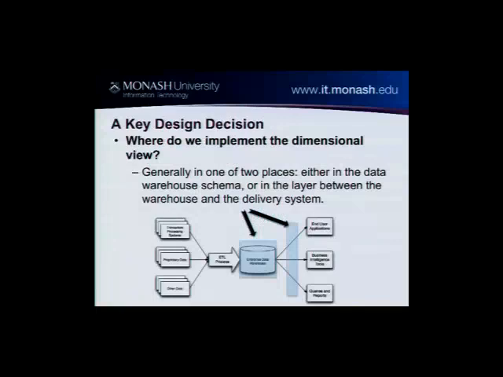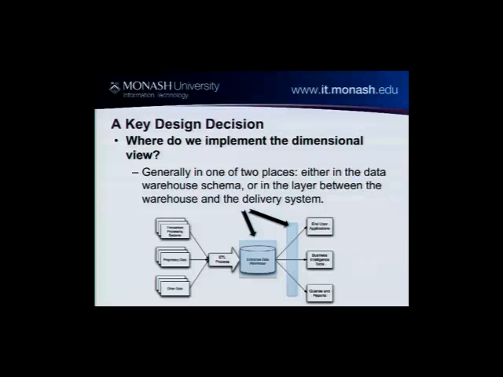Now, I mentioned about 30 minutes ago that there's a design decision we have to make about where that dimensional view of the data ends up being implemented. It's quite possible to implement it in the data warehouse itself. So we can come up with a relational database structure that naturally embodies that dimensional structure that we've designed. Or we can have a third normal form ER structure in the data warehouse and have a middleware layer that maps that ER structure to a dimensional structure so that what the end users see is exactly the same thing. They still see a dimensional structure, but it's simply mapped from one to the other.